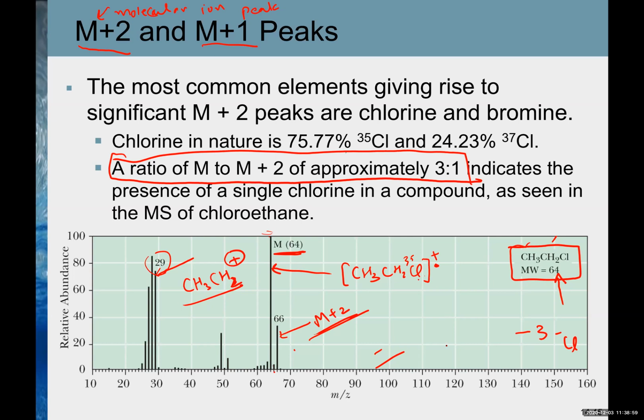Similarly, if you see a fragment at 15, which normally is not there, 15 is rare, what would be the most common guess of the 15 fragment?